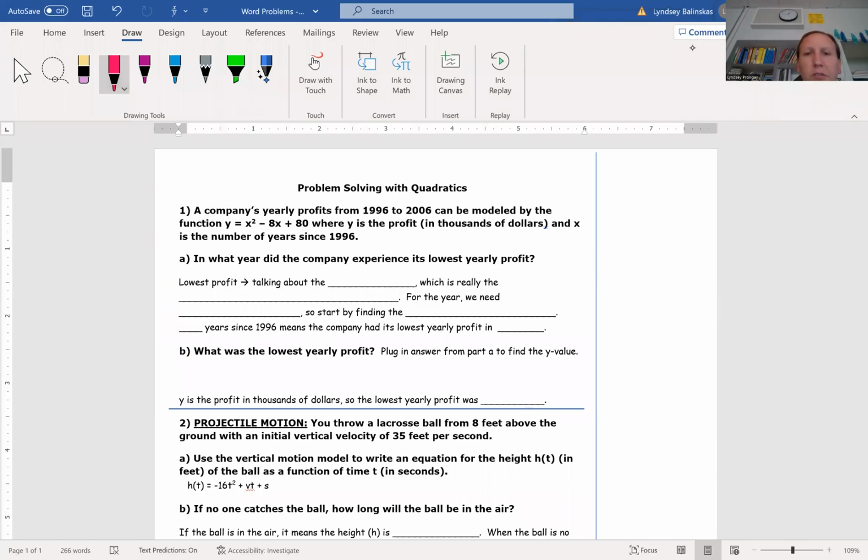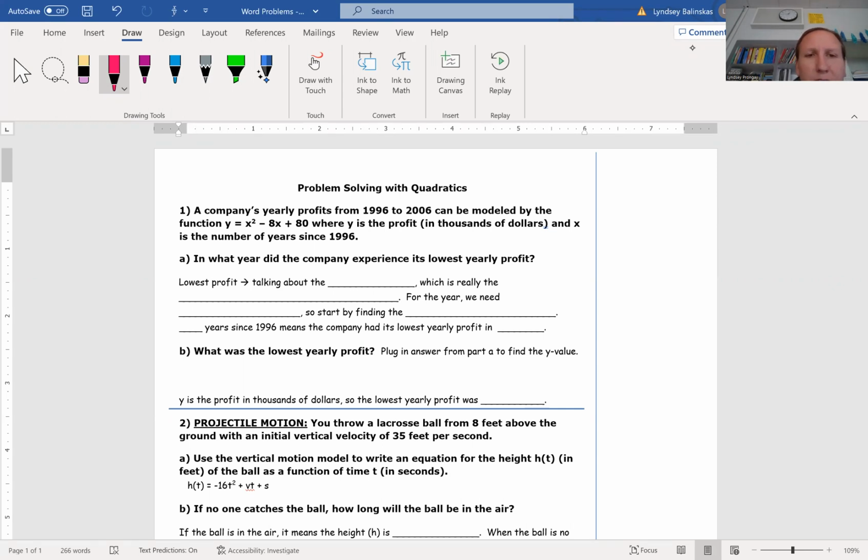Okay, we are going to do a very, very brief introduction of some quadratic word problems. Okay, so the first one, we have a company's yearly profits from 1996 to 2006 can be modeled by the function y equals x squared minus 8x plus 80, where y is the profit in thousands of dollars and x is the number of years since 1996. And it says, in what year did the company experience its lowest yearly profit?